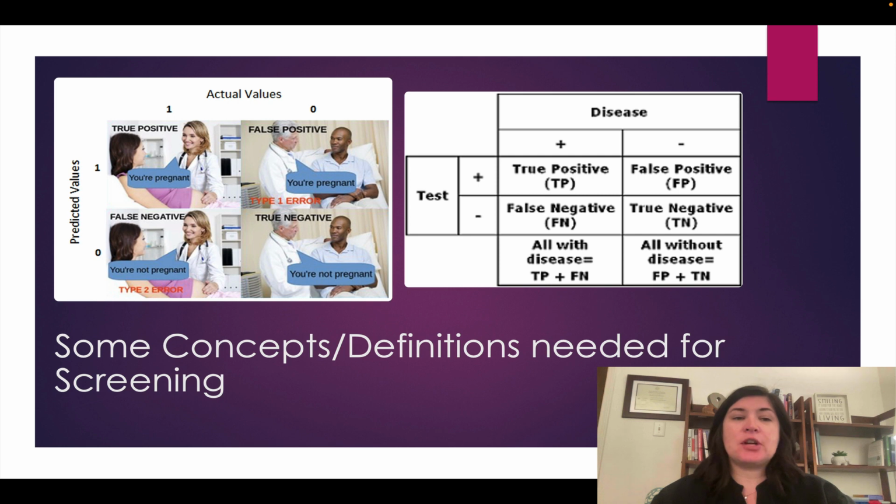So what are these? A true positive, for example, if we're looking at pregnancy, if you take a pregnancy test and you are pregnant and it says you're pregnant, that would be a true positive. If you take a pregnancy test and it says you are pregnant but you're not, that would be a false positive. If you take a pregnancy test and it says that you are not pregnant and you truly are not pregnant, then that would mean it's a true negative. However, if you take a pregnancy test and you are pregnant, but the test tells you that you aren't pregnant, that would be a false negative.